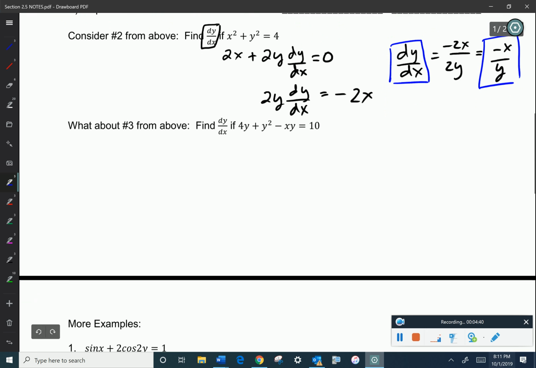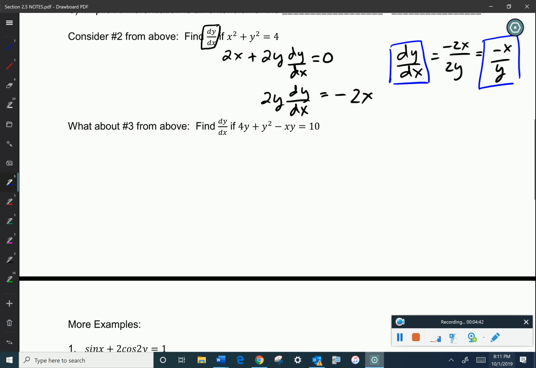Remember on this one, we said we had to come up with another plan because there was no way we could have solved for y even if we had wanted to. So what we can do is just start on the left, and we're going to take the derivative of everything all the way across. So the derivative of 4y is 4, but because it's a y term, you have to write dy/dx. Keep going, plus the derivative of y squared is 2y. Again, because it's a y term, you have to write dy/dx.